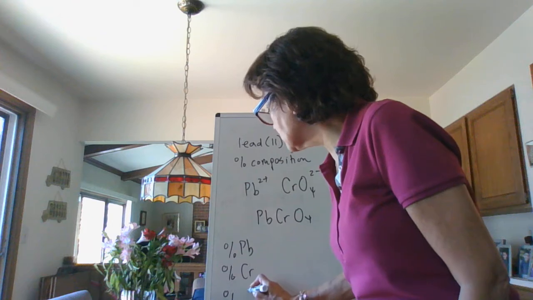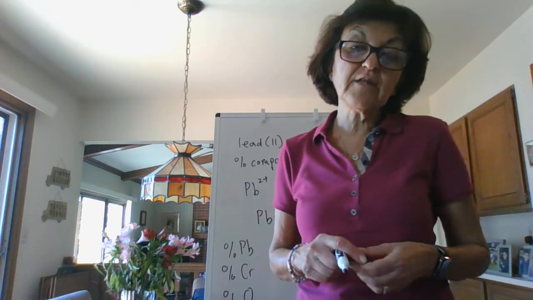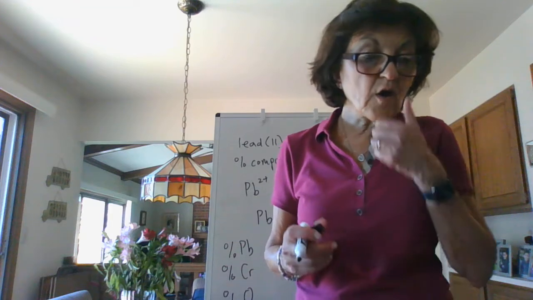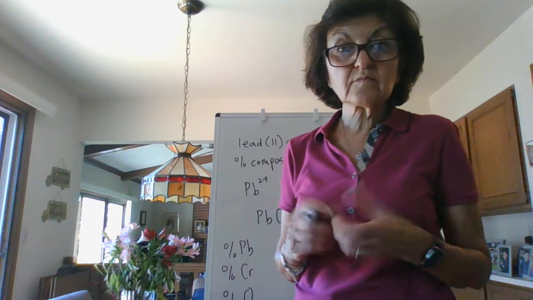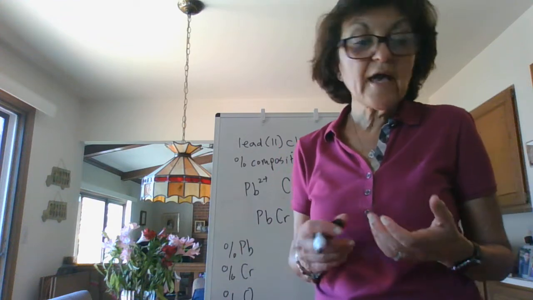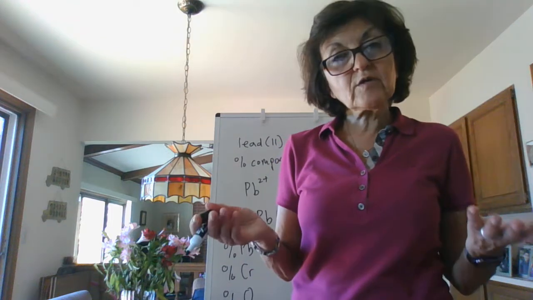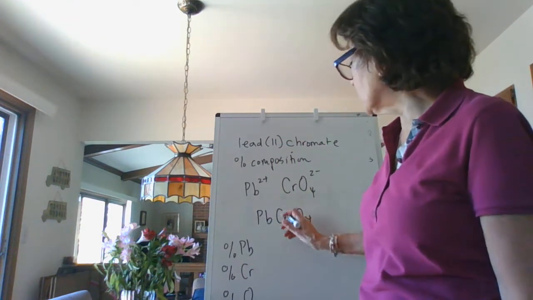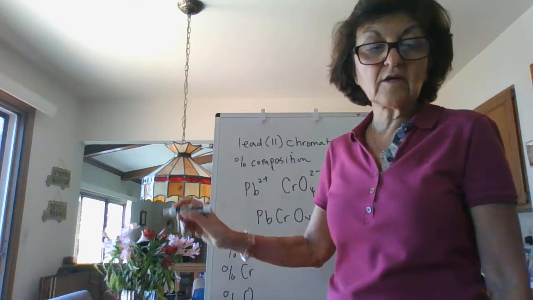So basically what we want to do is figure out the percent lead, the percent chromium, and the percent oxygen. So we need to know what percent of lead-2 chromate is lead, what percent of lead-2 chromate is chromium, and what percent of lead-2 chromate is oxygen. How do we do that? Well, the first thing you do is you write down the mass of just the lead.